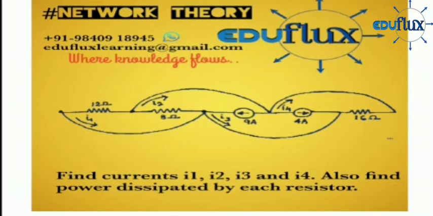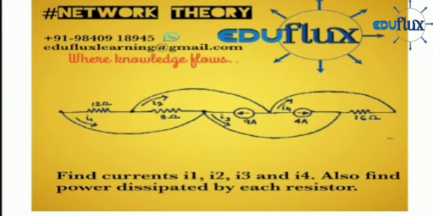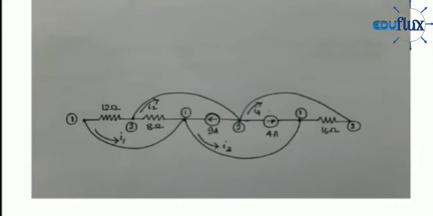Also we have to calculate the power that is dissipated in each of the resistors, like this 12 ohm resistor, 8 ohm resistor and this 16 ohm. So this we have to calculate. So let us begin.